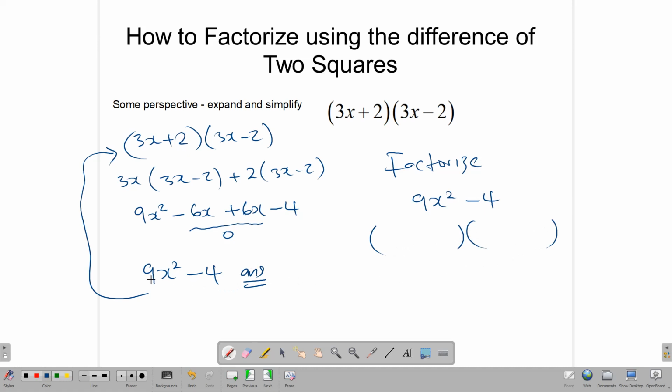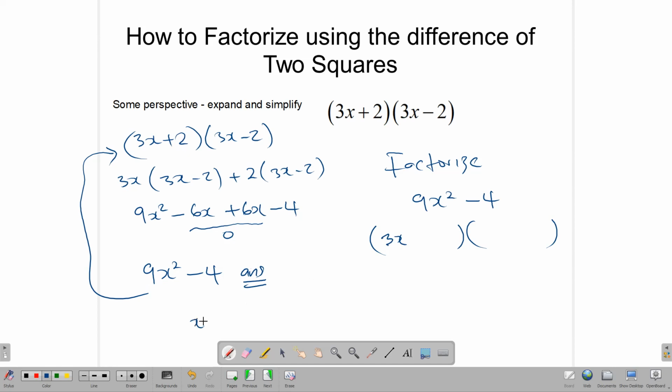And then we need to look at these terms. Notice that 9 is a square number. Notice that x here has an even power, x squared, so it's a square term. And notice that 4 is also a square number. And what is the square root of 9? The square root of 9 is actually 3. And the square root of x squared is actually x.